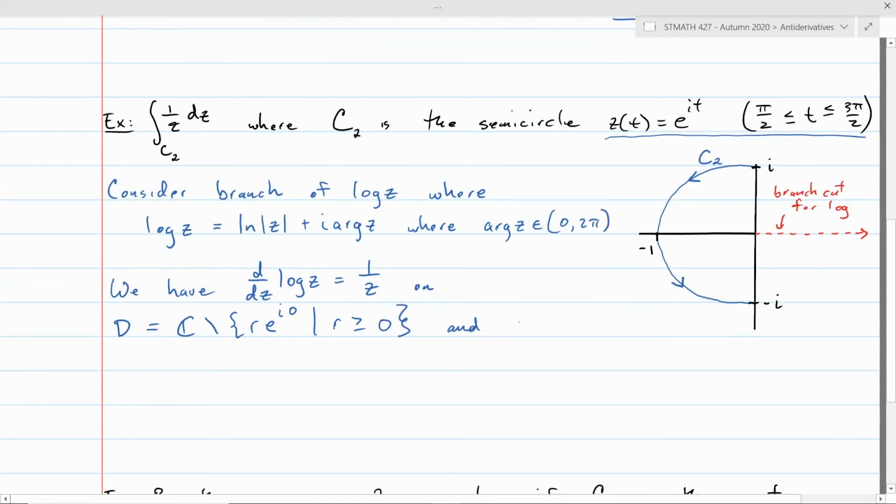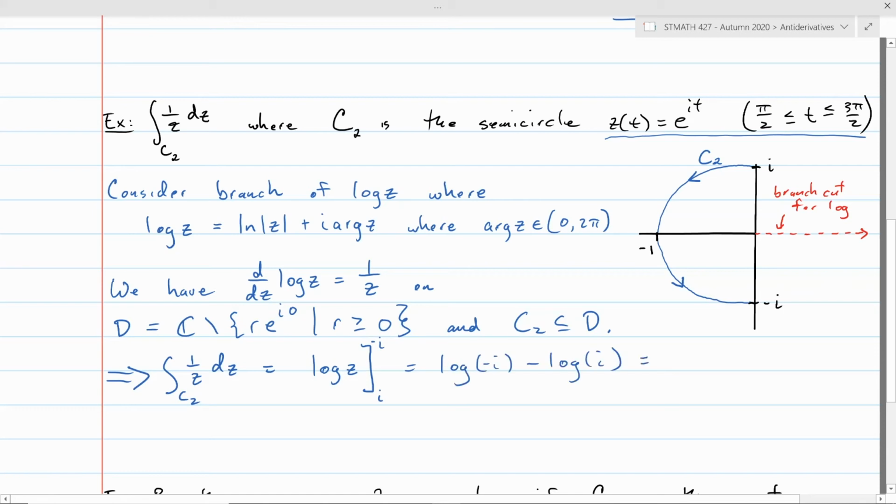And our curve C2 is contained in that domain. So we have an antiderivative of the integrand on a domain that contains our curve, so our curve is not going through the branch cut. Now we can do the integral along C2 of 1 over z, and that'll just be our antiderivative log z, where we understand what branch we're working on. The limits of integration will be i on the bottom and then negative i on the top. And then you plug in those limits of integration.